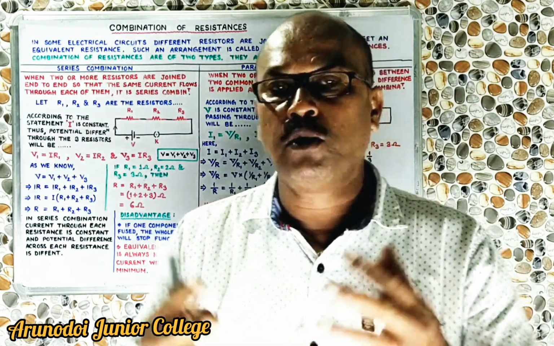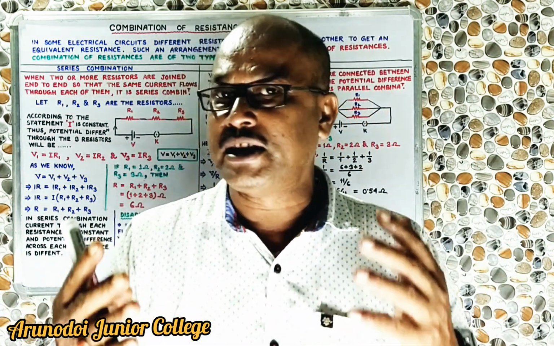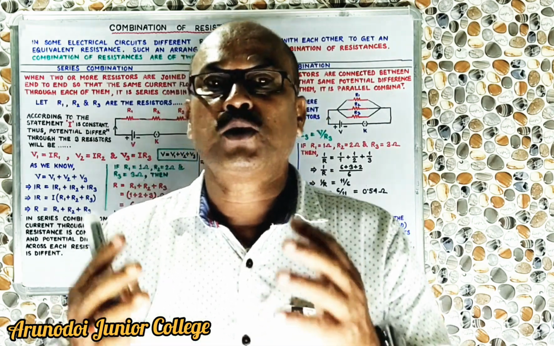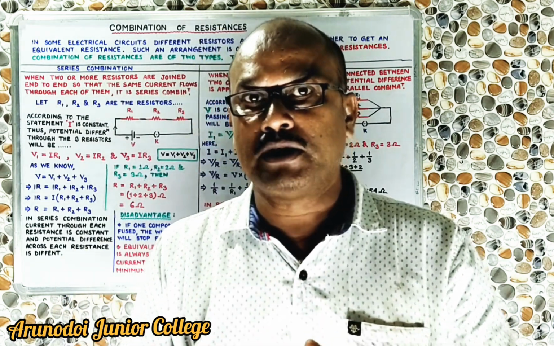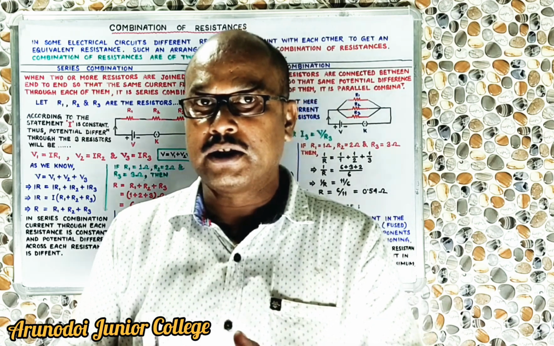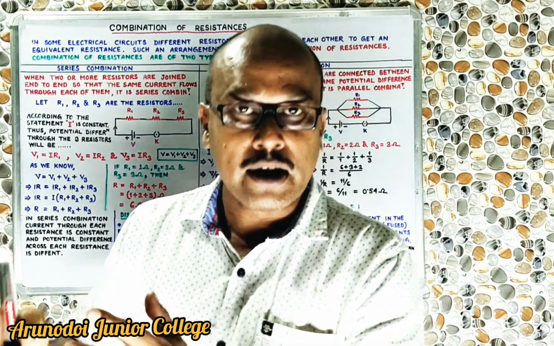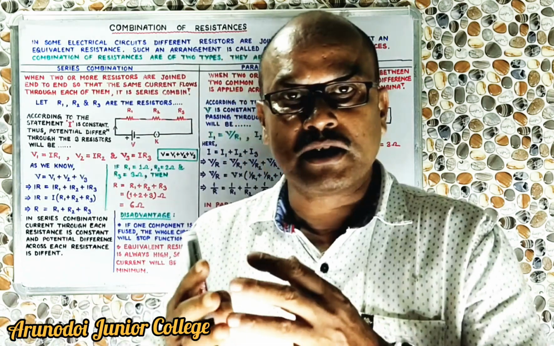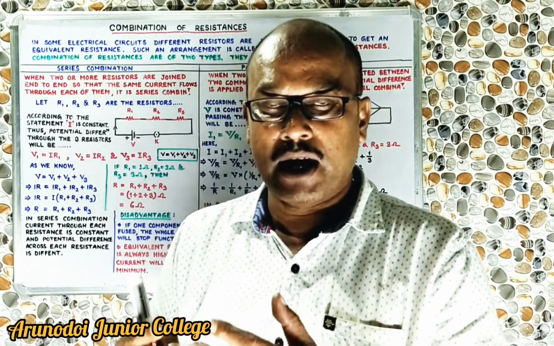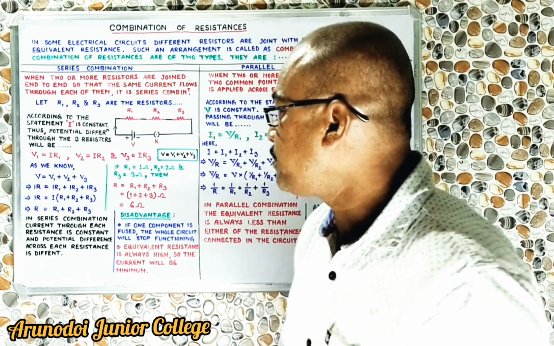This is to say how to calculate the total resistance in a series combination. The total resistance or equivalent resistance in series combination is the sum of the individual resistors connected in the circuit. That is, R is equal to R1 plus R2 plus R3.